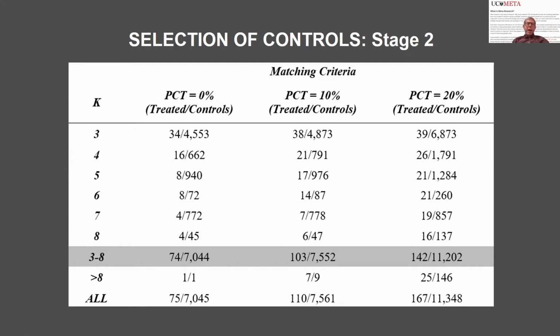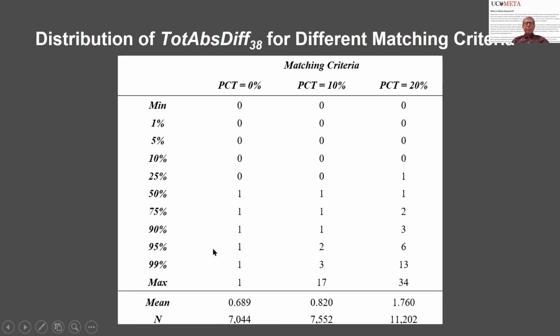And that gray band tells us how many originals we have and how many controls. So when the matching criterion is 0%, in that case, we're going to have 74 original studies and 7,044 match controls. And you can see when we loosen up the caliper here, we increase our number of originals to 103 and number of matched controls to 7,552, and so on. Okay, so those are the samples we're going to look at and the examples I'm going to give.